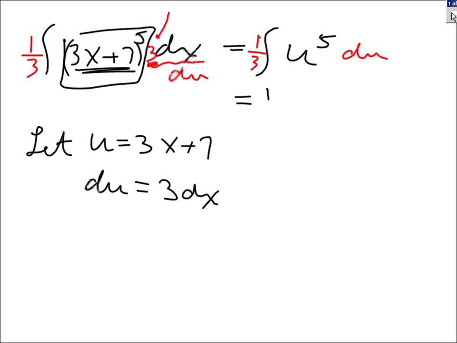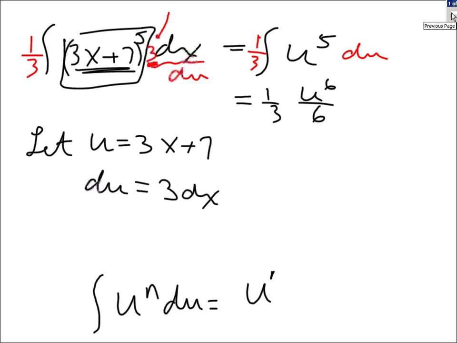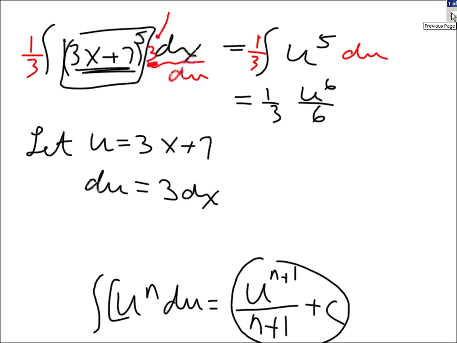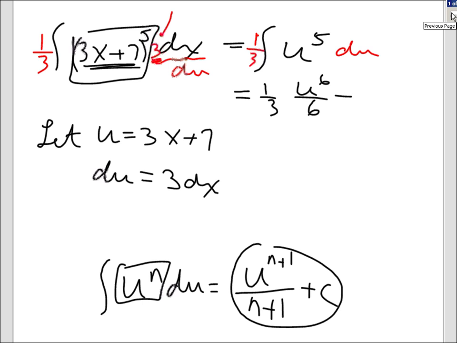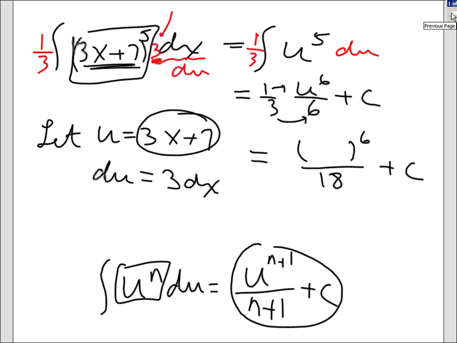So this is a very standard integral. It's u to the 6 over 6. Remember, the integral of u to the n du is u to the 1 more, divided by that new power, plus a constant. You can verify this: take the derivative of this, and you should get u to the n. So 1/3 times u to the 6 over 6 is u to the 6 over 18, plus c, and I just substitute what u is.